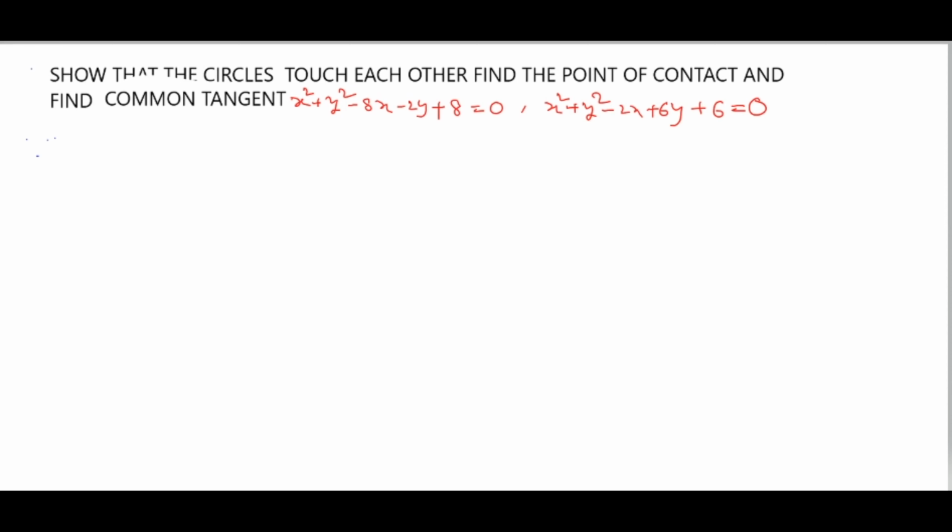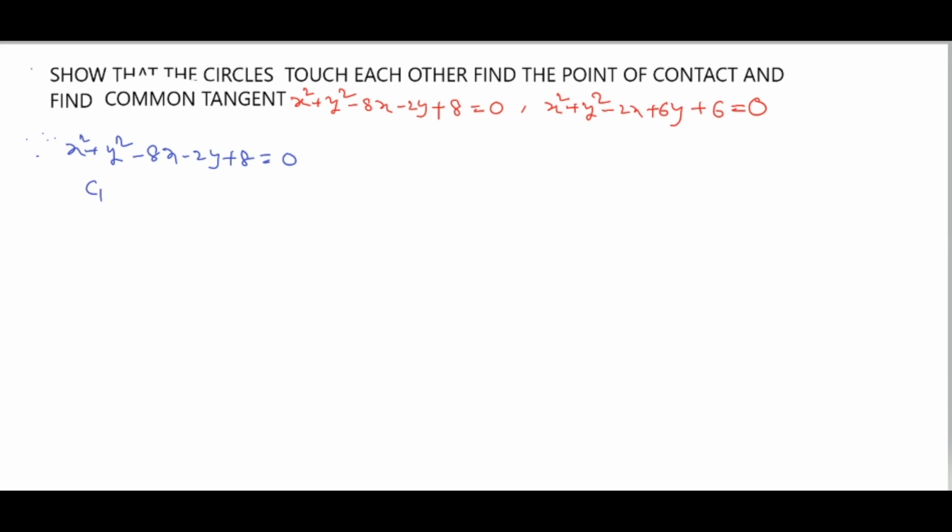Show that the circles touch each other and find the point of contact and find the common tangent to the circles. x square plus y square minus 8x minus 2y plus 8 is equal to 0, and x square plus y square minus 2x plus 6y minus 6 is equal to 0. So the given circles are, first circle x square plus y square minus 8x minus 2y plus 8 is equal to 0.